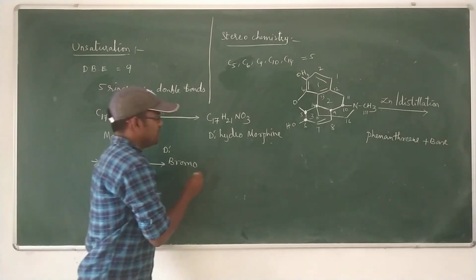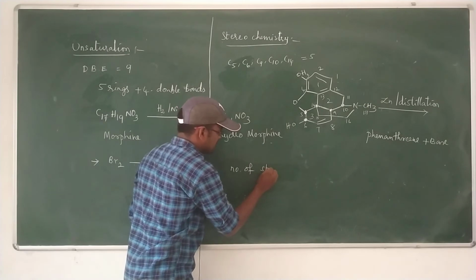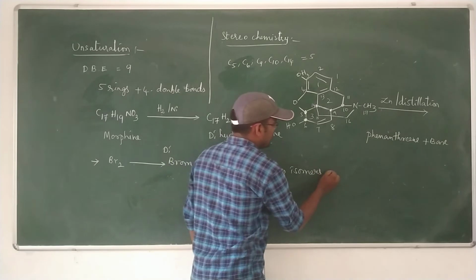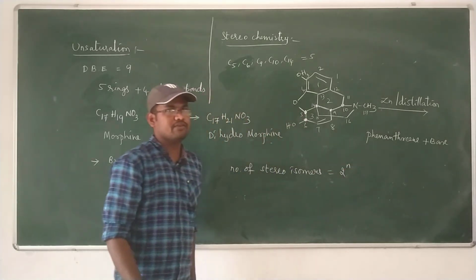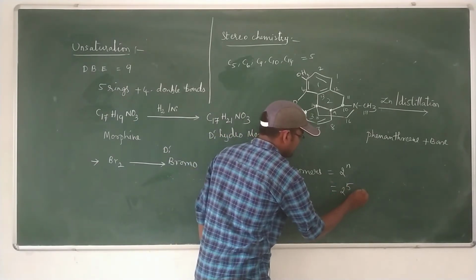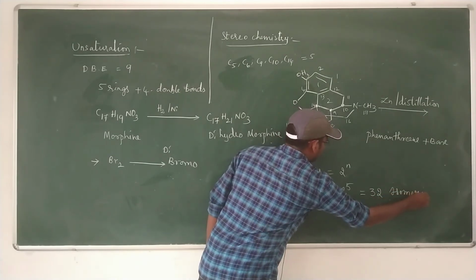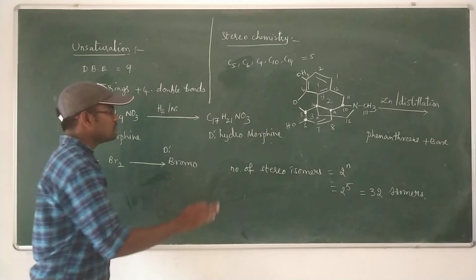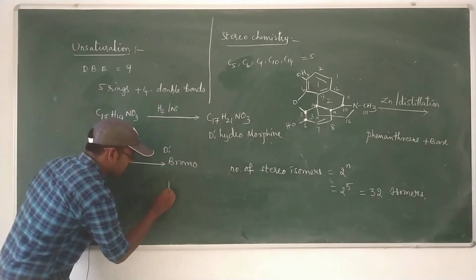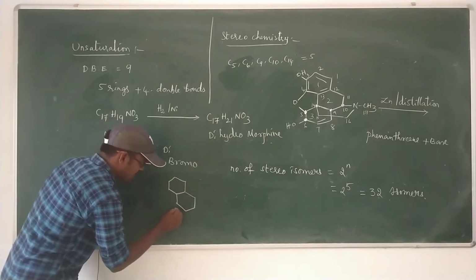According to this, we can calculate the number of stereoisomers. The formula is 2 to the power of n, where n is equal to the number of chiral centers. So we get 2 to the power of 5, which is equal to 32 isomers. Morphine has 32 stereoisomers, but the two main stereoisomers of codeine are, the first one is codeine, the second one is isocodeine.